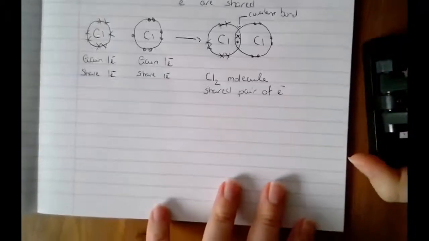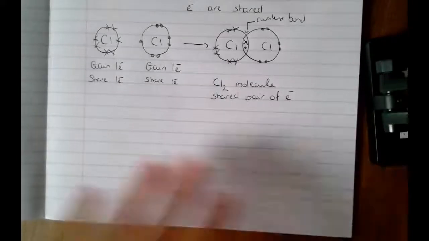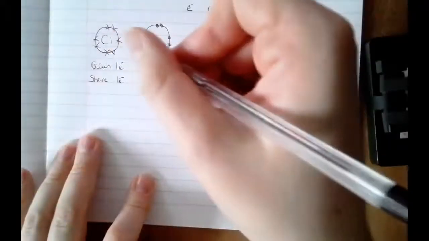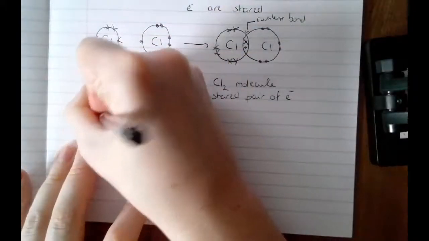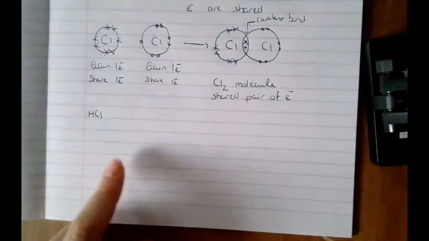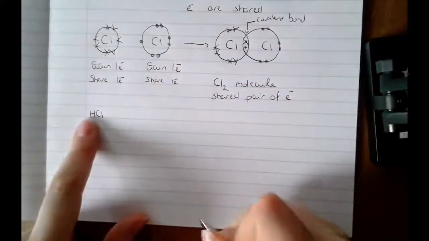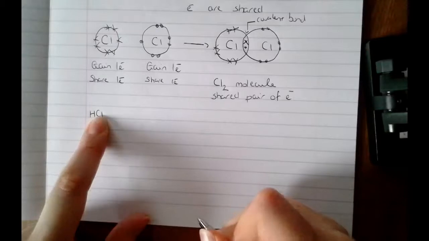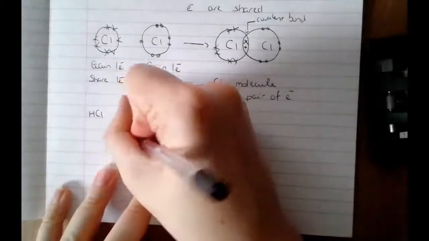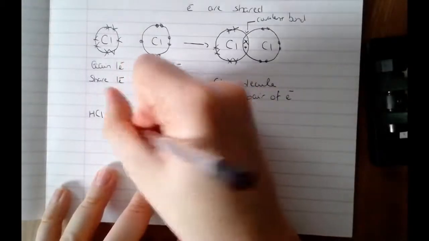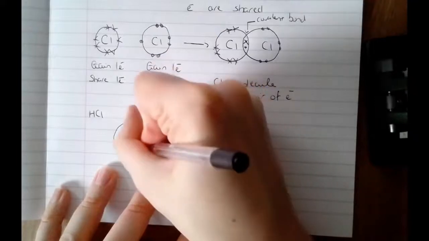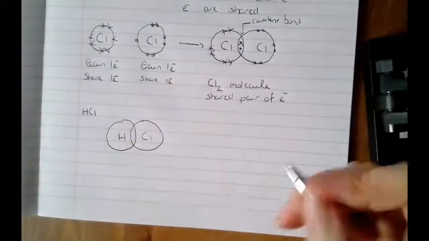Okay, so there's lots of examples of non-metals bonding with non-metals. We're going to look at another one. We're going to look at HCl. So I'm just going to draw the 2, because I know hydrogen's a non-metal and chlorine is a non-metal. Straight away, I'm just going to draw those outer shells overlapping. And then I'm going to work out how many electrons I need to draw in the center.